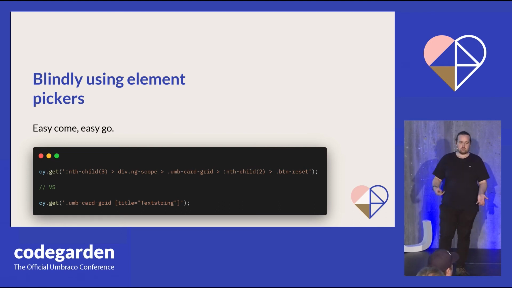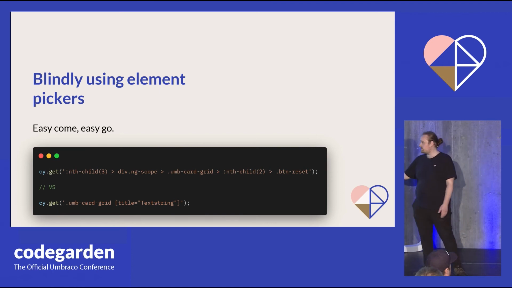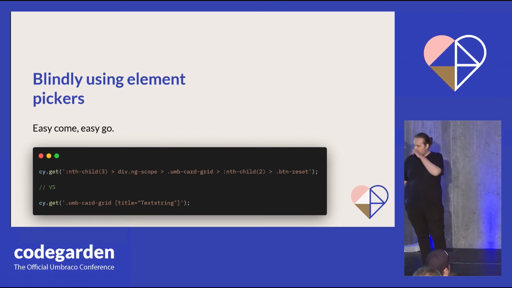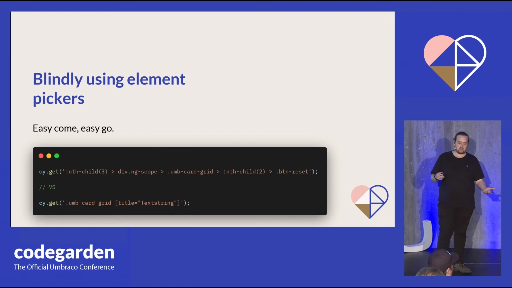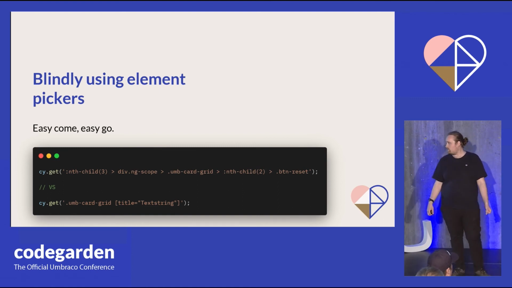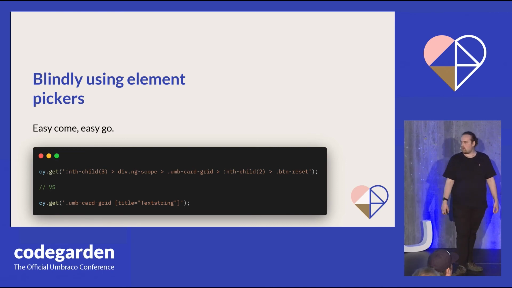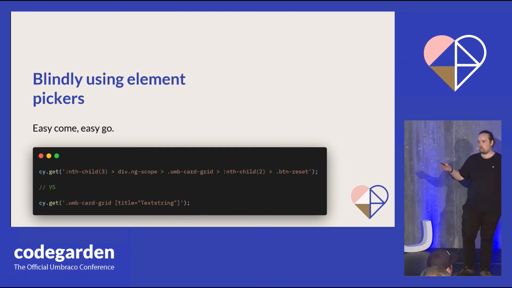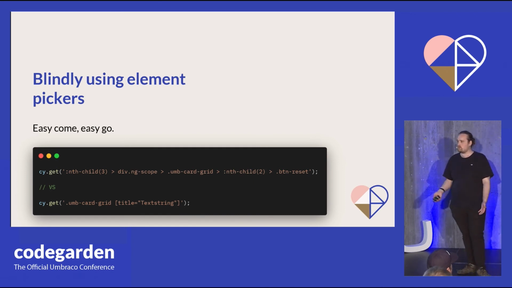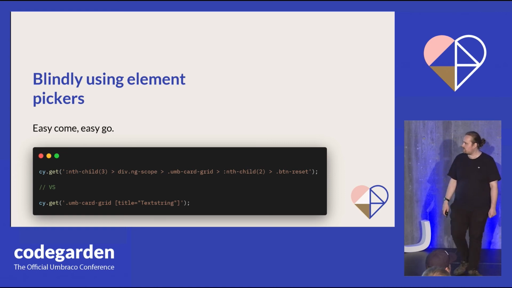Well, then you can just pick by attributes. So in this instance, give me something in the card grid that has the title of text string. Of course, this could change. Maybe we will use a list instead of a card grid or whatever. And that's the sort of breaking test you can't really get around. But at this point, you're doing a pretty major overhaul of the UI, so you will probably have to rewrite a lot of your tests anyways.